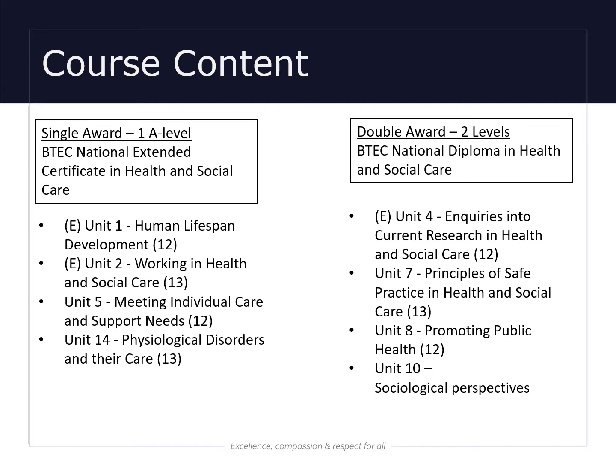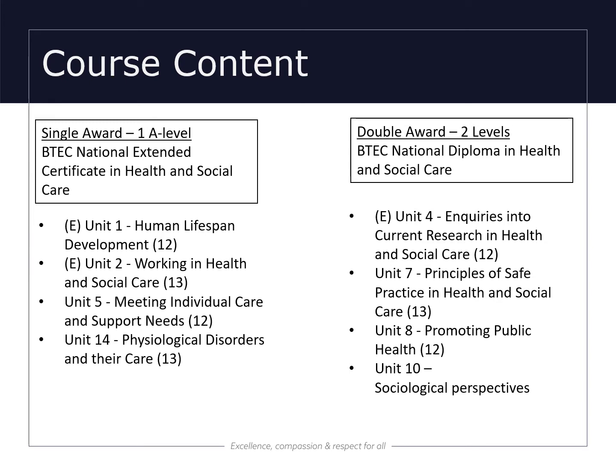So we have a number of compulsory units that we have to study. If you opt for the extended certificate, which is equivalent to 1 A-level, you'll study 4 units of work in year 12 and year 13, so across the whole programme. And if you study the national diploma, you will study 8 units over the 2 years.